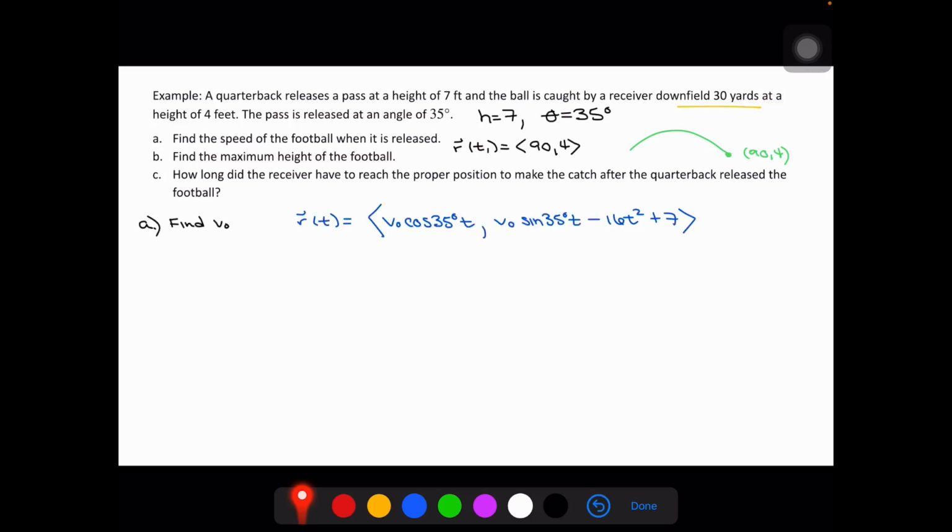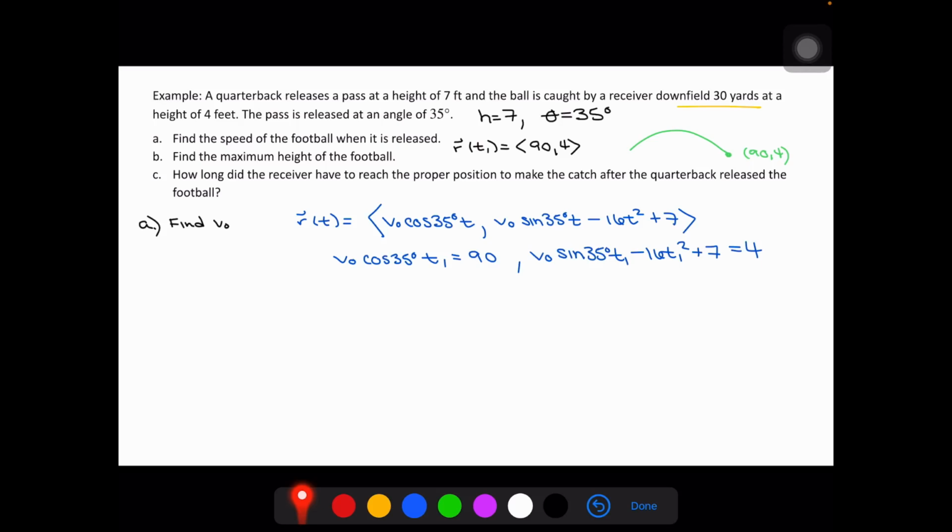So I'm going to start by just writing the position of the object as a vector valued function. So my x component of this vector is v naught cosine 35 degrees t, and then there's my y component, v naught sine of 35 degrees t, and then I use 32 for the g, so this is my negative 1/2 times 32 t squared. It's my gravity piece. And then plus 7 is my initial height. So there's my position function.